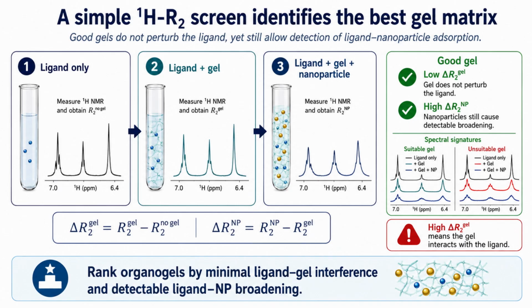A useful organogel should produce a small change in ligand relaxation in the absence of nanoparticles, but still allow a clear relaxation increase when nanoparticles are added. In other words, the gel should not dominate the line broadening, while nanoparticle adsorption should remain detectable.